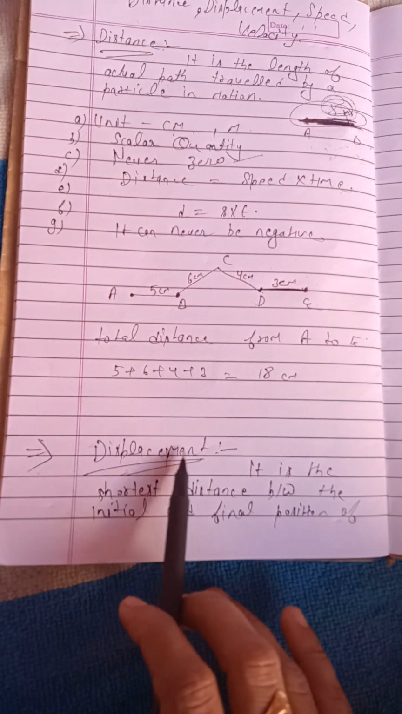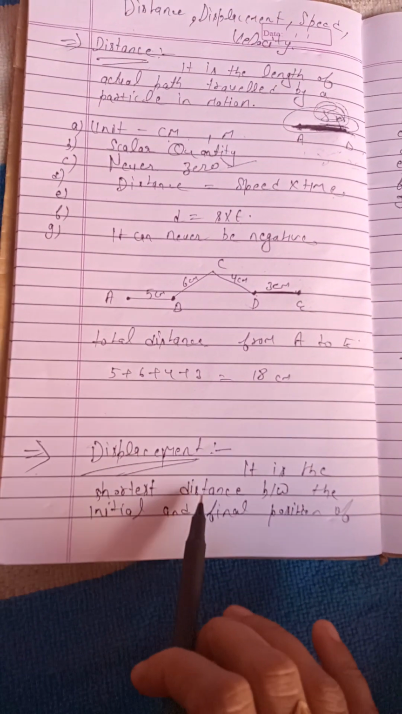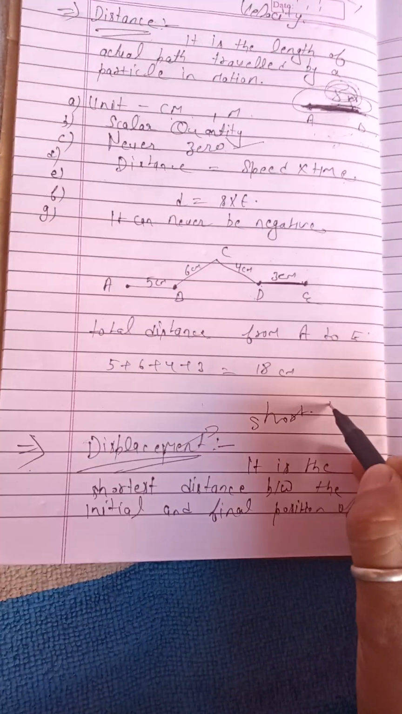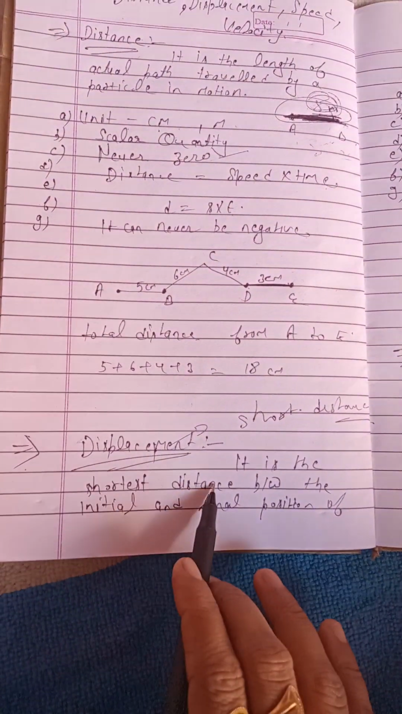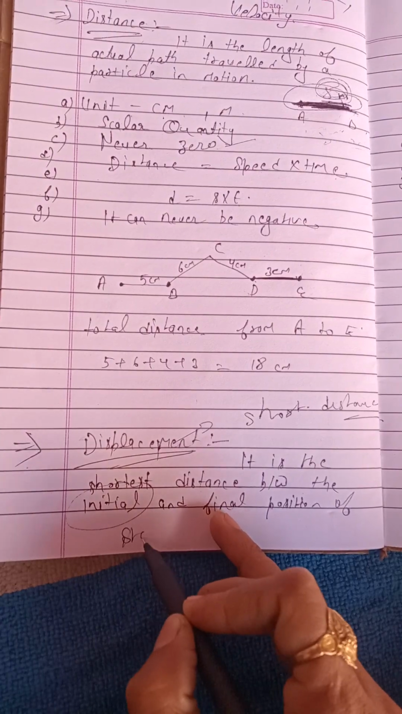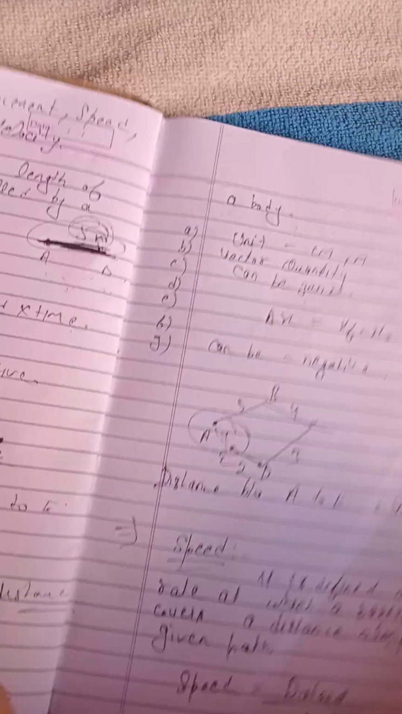Now the next formula is displacement. Displacement is the shortest distance. We can say that displacement is the shorter distance between the initial point and the final position of a body. Initial means the starting point.